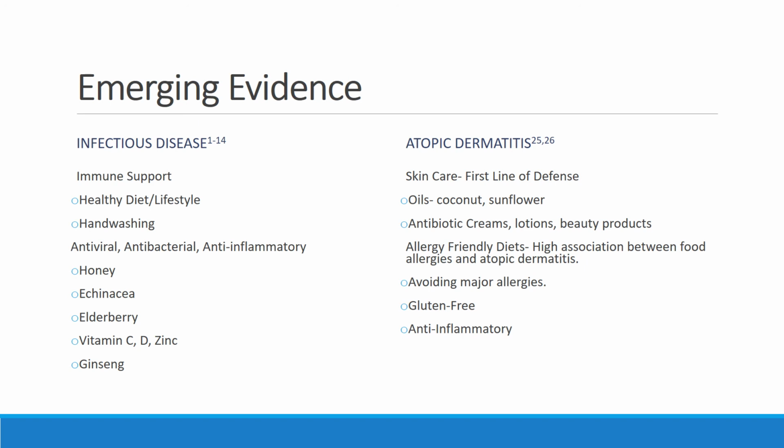The second method of defense is internal. There is a high association between food allergies and atopic dermatitis. Therefore, avoiding the major allergens, following an anti-inflammatory diet, or even a gluten-free diet has made a difference in some who suffer from eczema.